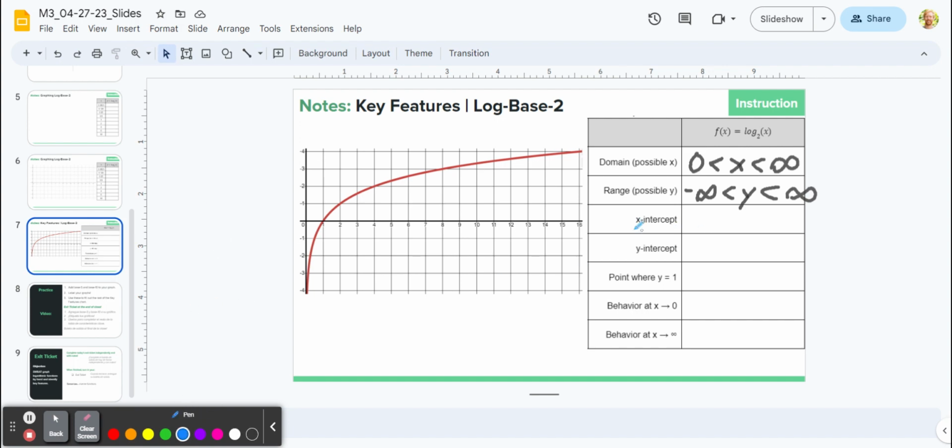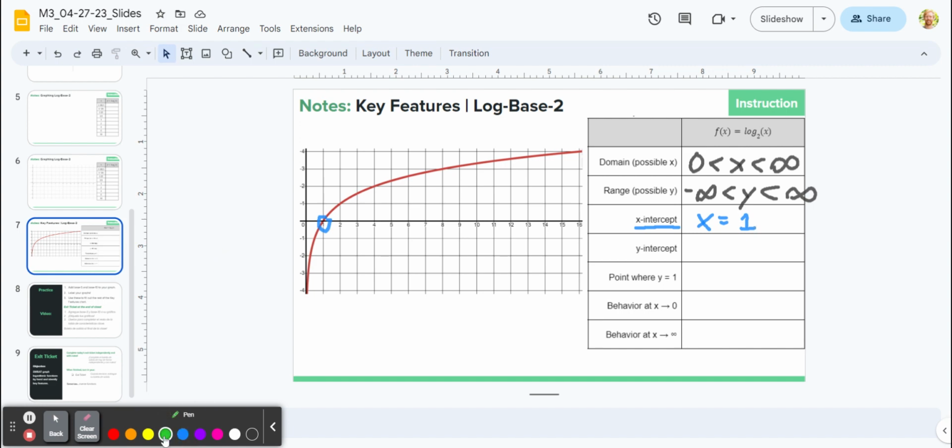Then we want to find our x-intercept. So that's where we're crossing our x-axis. We kind of talked about that as we were graphing. I'll circle it on our graph here. That happens at x equals 1. So our x-intercept is at x equals 1.